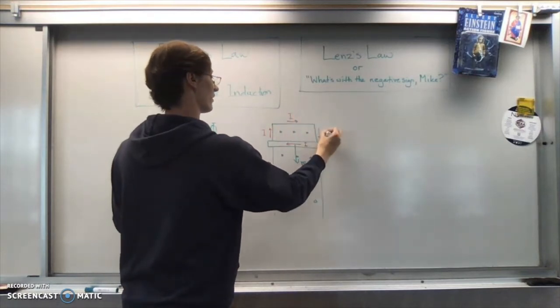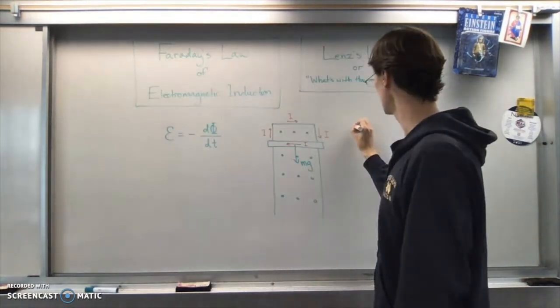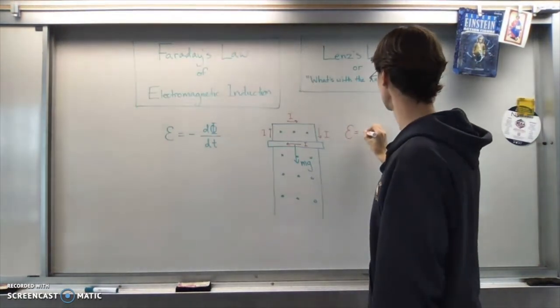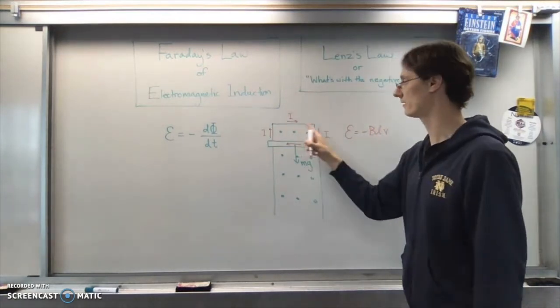Okay, so there's our current, right? Going through that. And the EMF that's going to produce will be negative BLV, where L is this distance here.